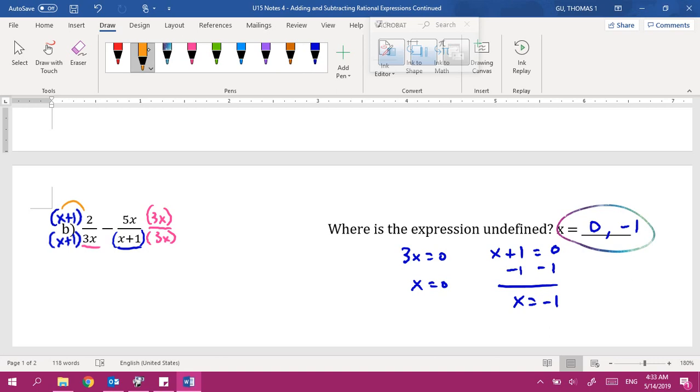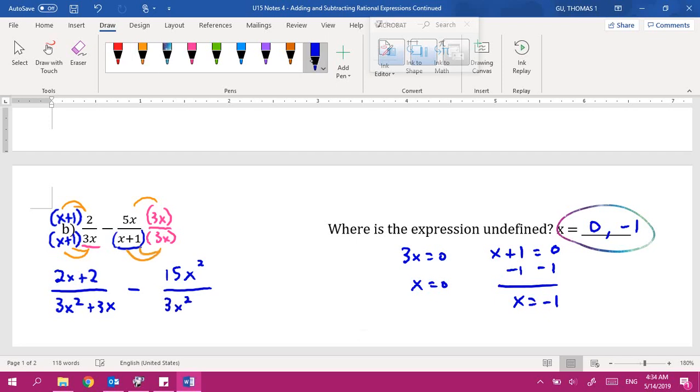So right here, 2 times the x and 2 times the 1, which is going to be 2x plus 2 over, and same thing, I have to distribute with the 3x. 3x times x is 3x squared, and 3x times 1 is plus 3x. Okay, and then we've got minus. Now here's the thing, when I'm subtracting this top term right here, it becomes a minus 15x squared over, and when I distribute this 3x to x plus 1, it's going to be 3x squared plus 3x.